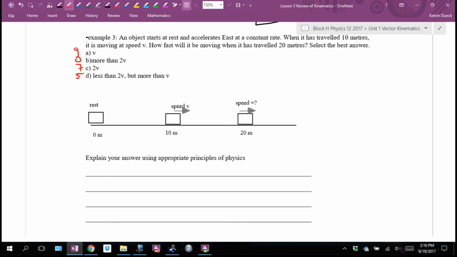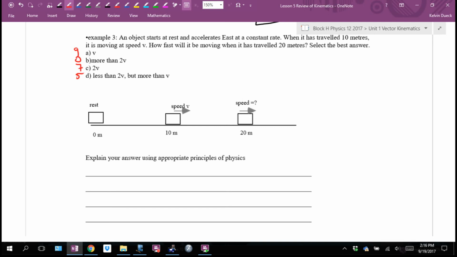As always, you can either attack someone else's answer as that must be wrong, or you can defend your own answer as I must be right. Before we go on to our proof, convince me, attack or defend. Can anybody? Yeah. Constant rate. Sorry? Constant acceleration. Constant acceleration, so what does that mean?